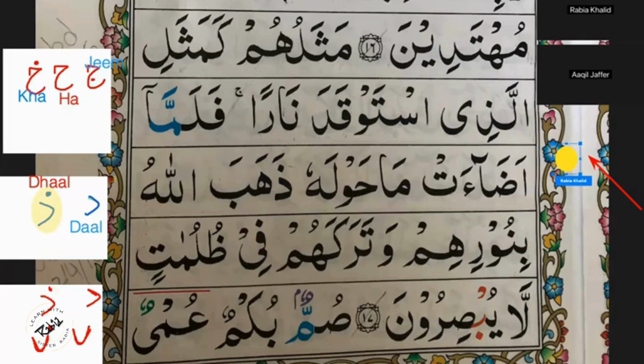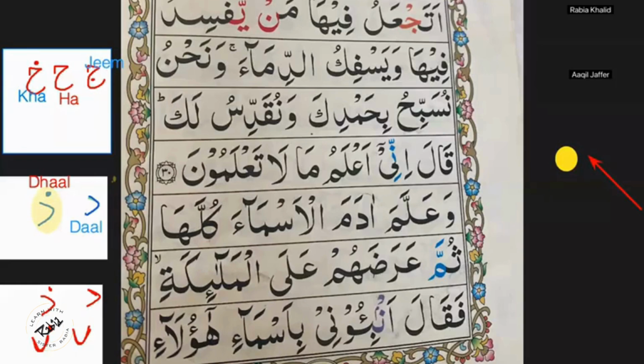Okay, let's go, Akil. Let's first find the Dal. This is the Dal. No dot. Let's go find the Dal. So first it's not hiding. Let me know when you find Dal. Good job. That's the Dal. So Dal number one. I am going to highlight the first Dal. Okay, that's the first Dal.